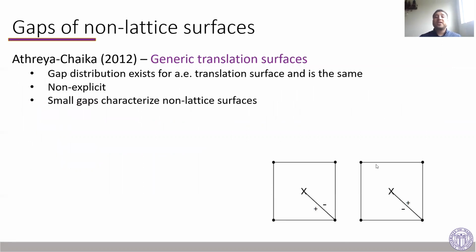Now if we turn to non-lattice surfaces, the first result in this direction looked at a generic translation surface with respect to Masur-Veech measure. They showed that the gap distribution exists for almost every translation surface, and it's actually the same. But because they're looking at a generic translation surface, they're not able to get any explicit results. In spite of that, they are able to say something about small gaps: small gaps actually characterize non-lattice surfaces. So this was maybe the first result on gap distributions for translation surfaces.